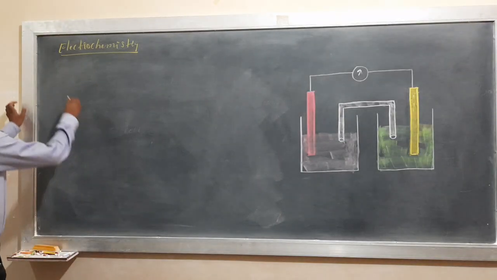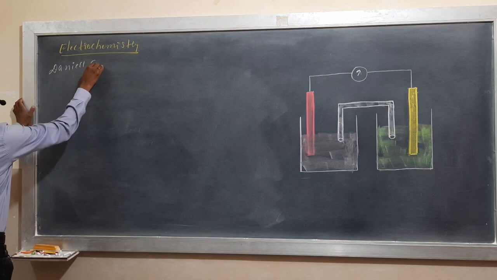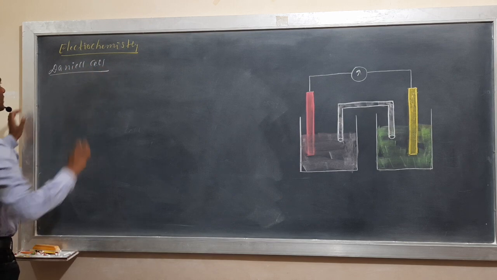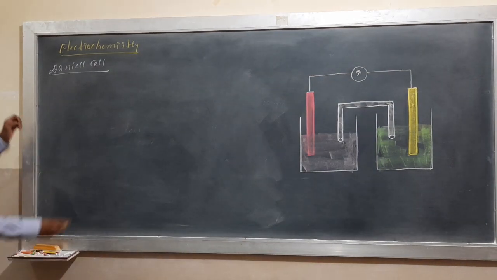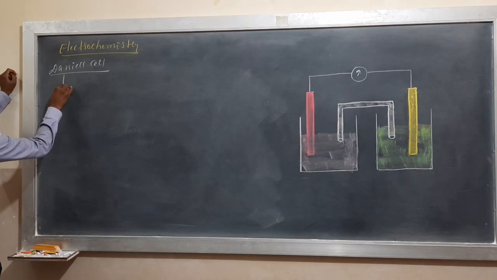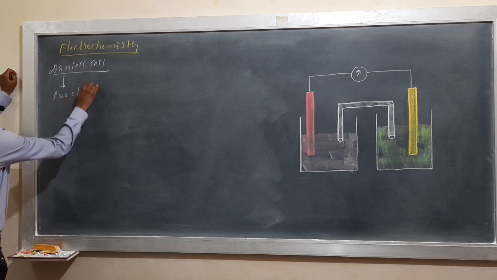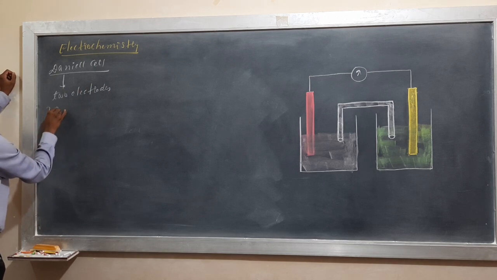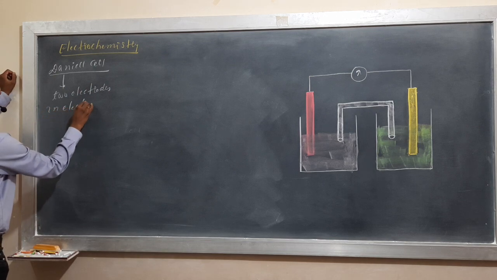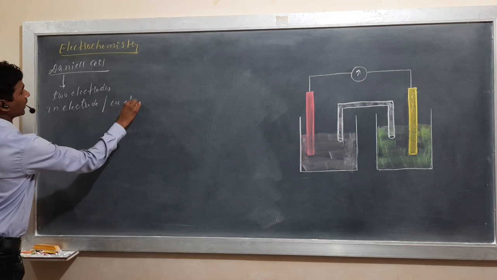Now, the Daniel cell. This is an example of a galvanic cell or voltaic cell. The Daniel cell mainly consists of two electrode systems. One is the zinc electrode, and the other one is the copper electrode.